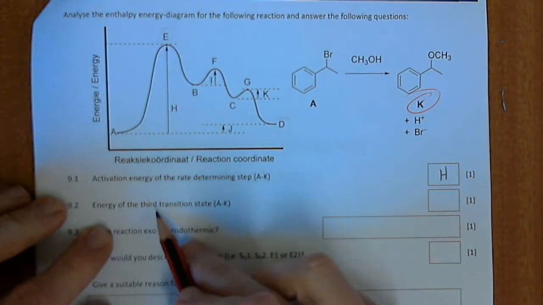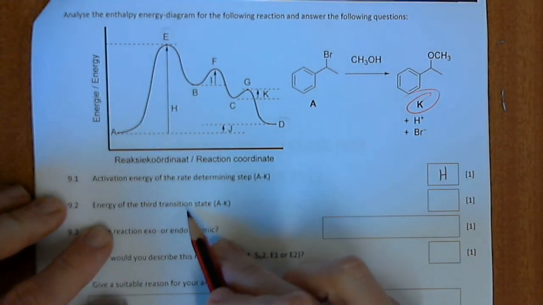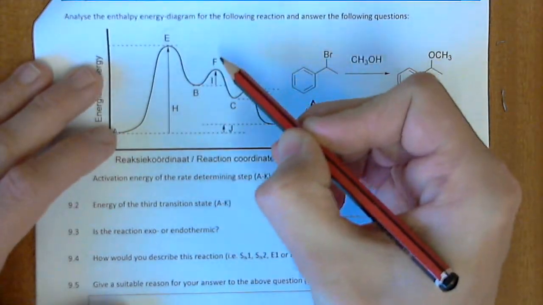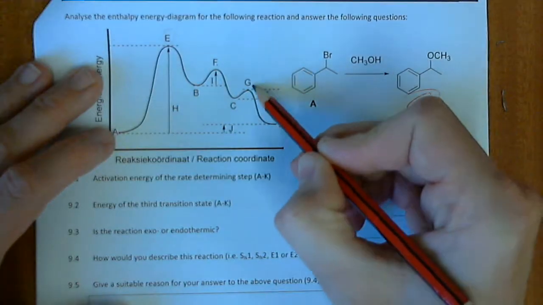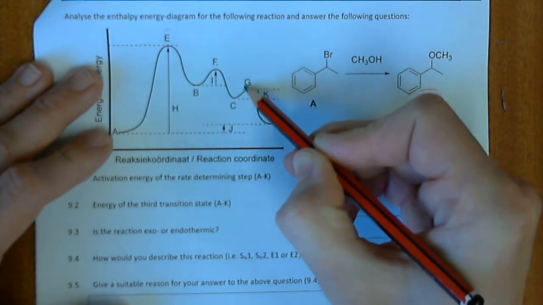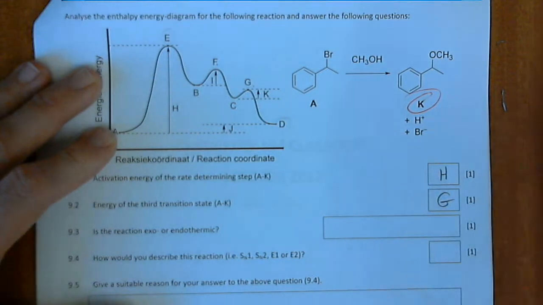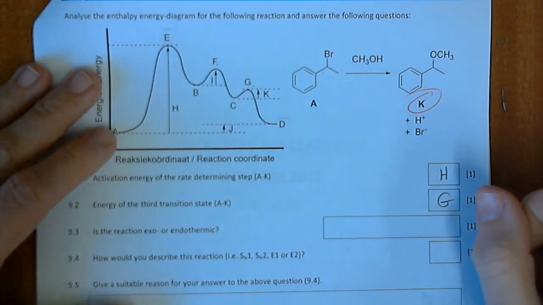All right, energy of the third transition state, A to K. E is a transition state, F is a transition state, G is a transition state, all right, and that's the energy of the third one, 1, 2, and 3, so it should have been G over there.